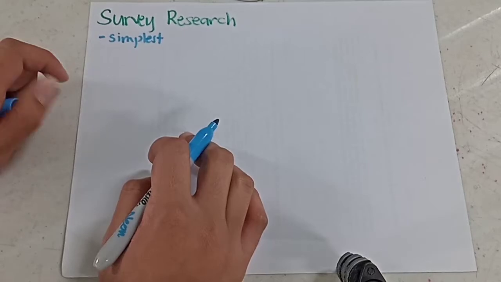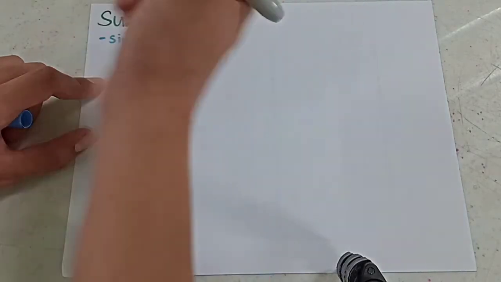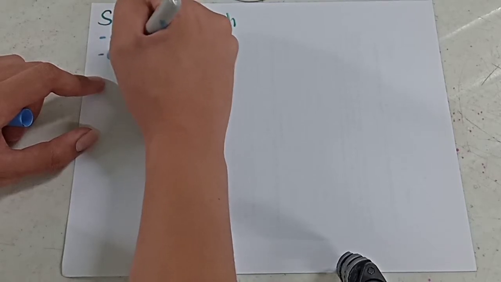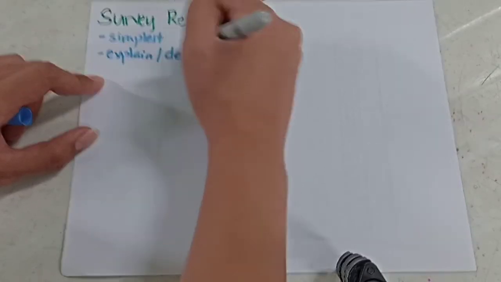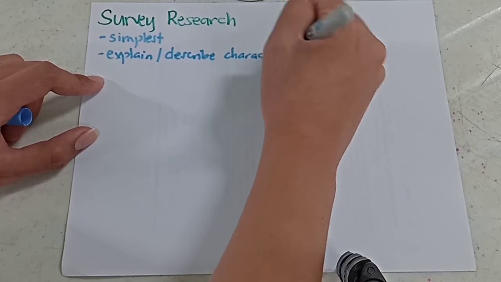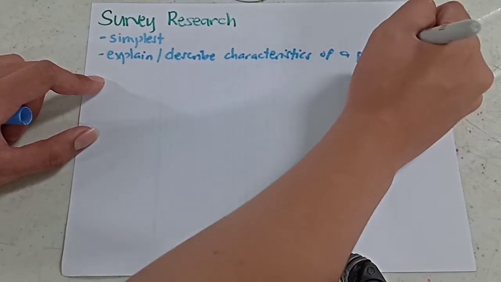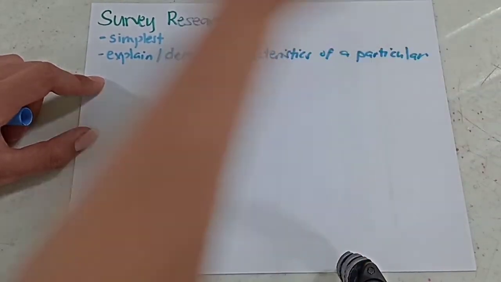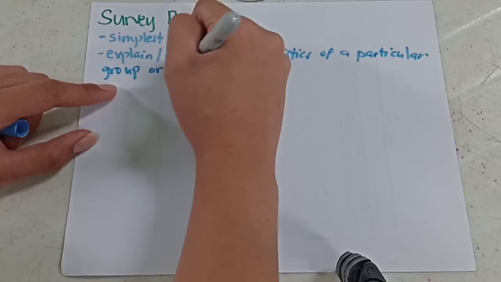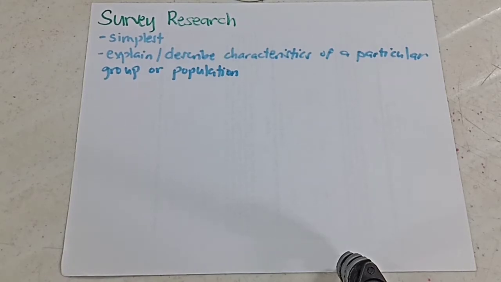And its purpose is to widely explain the characteristics of a particular group or a bunch of population. So it aims to explain or describe characteristics of a particular, let's say, group or population. So that is survey research.